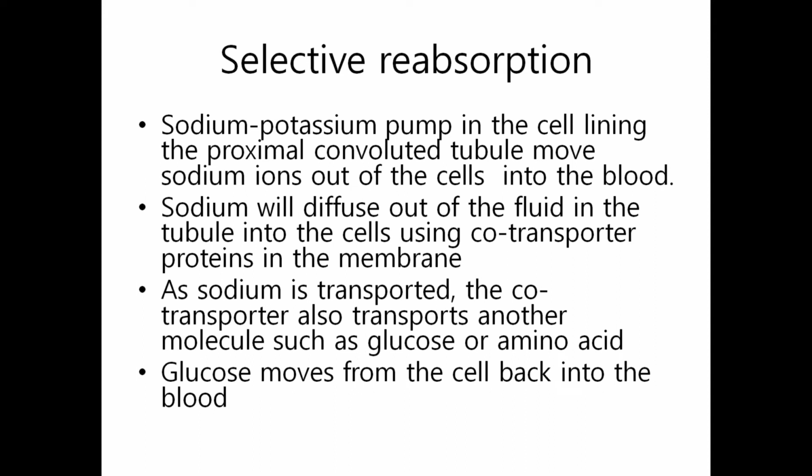Selective reabsorption happens in the proximal convoluted tubule, loop of Henle, distal convoluted tubule, and collecting duct. This process happens with the sodium-potassium pump first. The sodium-potassium pump in the cells lining the proximal convoluted tubule moves sodium ions out of the cells into the blood. Sodium will diffuse out of the fluid in the tubule into the cells using co-transporter proteins in the membrane. As sodium is transported, the co-transporter also transports another molecule such as glucose or amino acid. Glucose moves from the cell back into the blood.